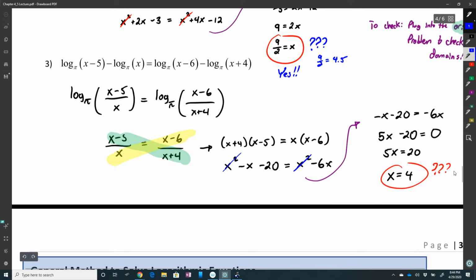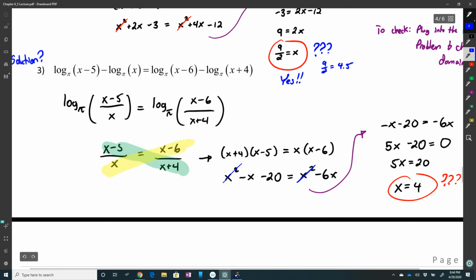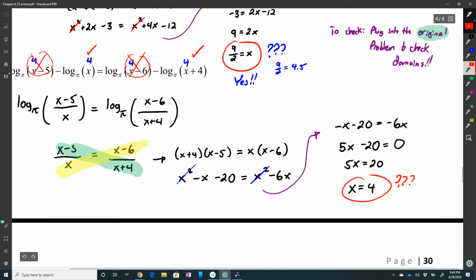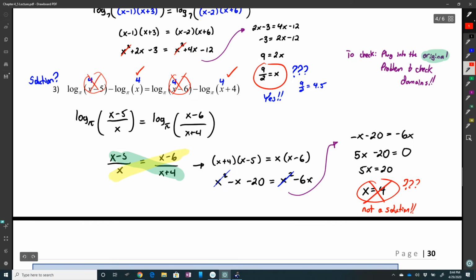Well, let's mentally plug it in. If I put 4's here, notice that 2 of them check out. This 4 plus 4 is 8. 4, that's positive. But notice that 4 minus 5, this right here, doesn't check out. And so because 4 minus 5 is negative 1, 4 minus 6 is negative 2, this is not a solution. And so in this problem, since there's no other alternatives, we say that there's no solution.